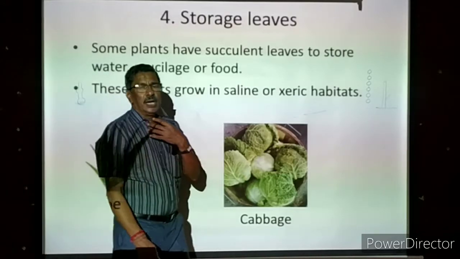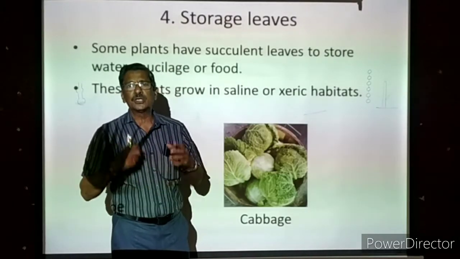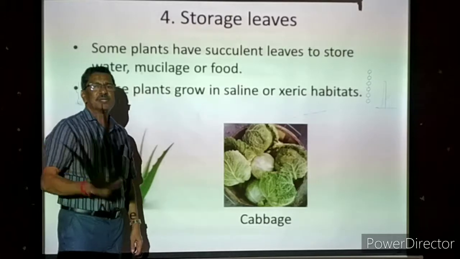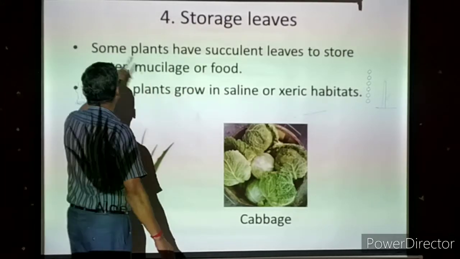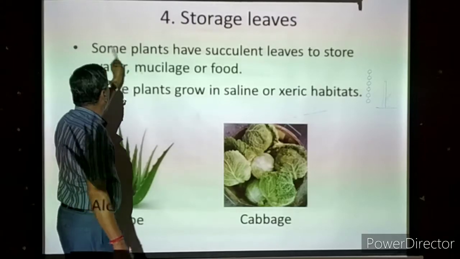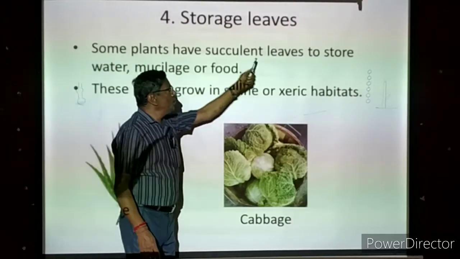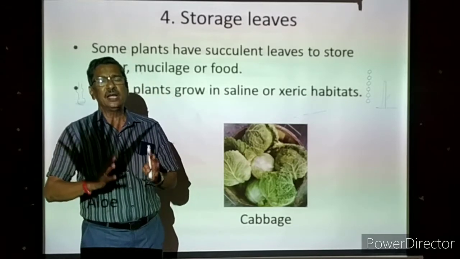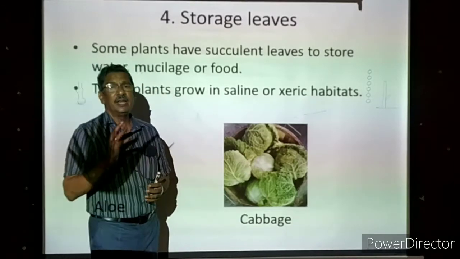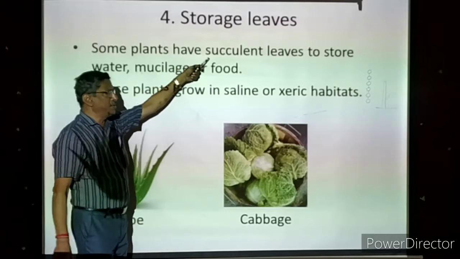Storage leaves. Now in some plants the leaves are storing food, so that becomes part of the food for us. Now what are the storage leaves we are going to see? Some plants have succulent leaves. Now, one biology term is that succulent means thick and fleshy, thick and leathery. That is called a succulent.